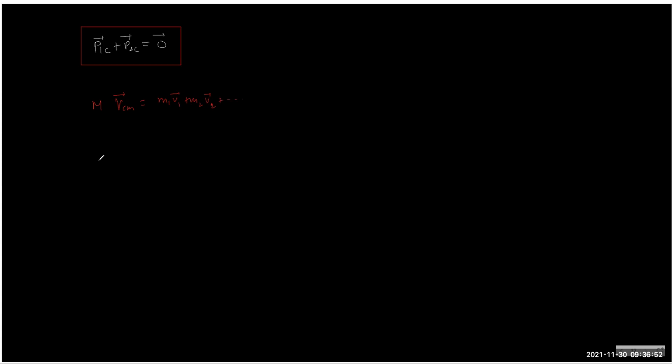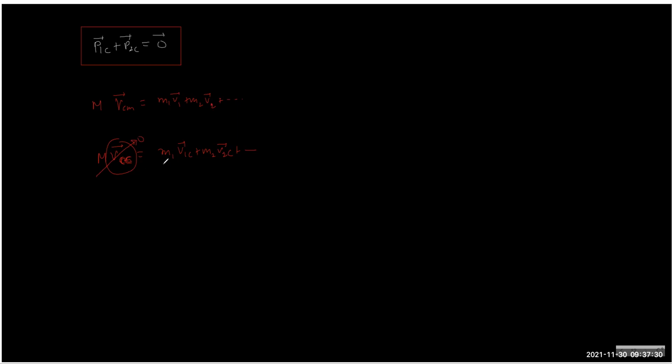In the CM frame, if you write the same answer, V_CM, in the CM frame, you will write (M1 V1C + M2 V2C) / M. And we know the velocity of the center of mass in the CM frame itself is how much? 0. Because if you are sitting at the center of mass and asking what is the velocity of the center of mass in the CM frame itself, it must be 0. It must be at rest.